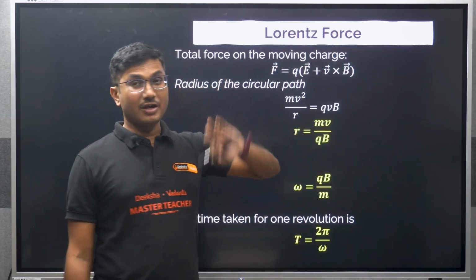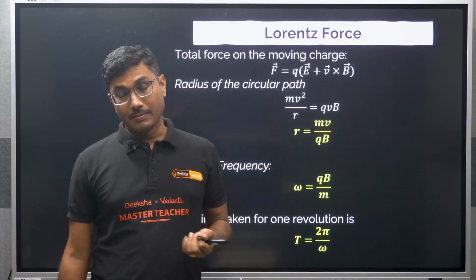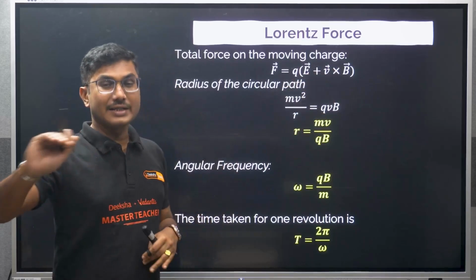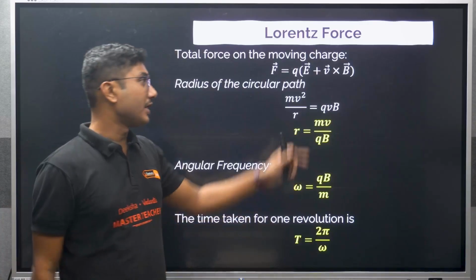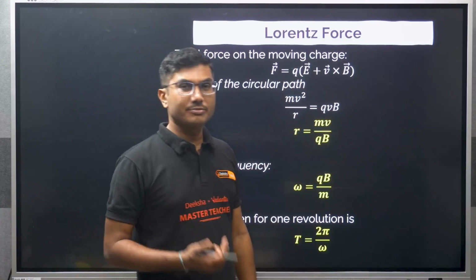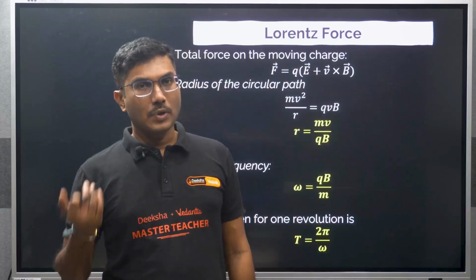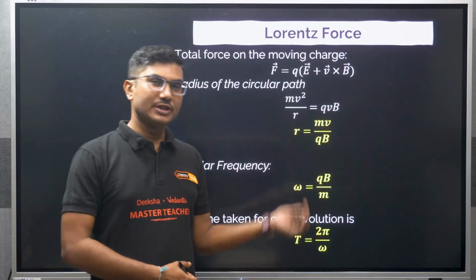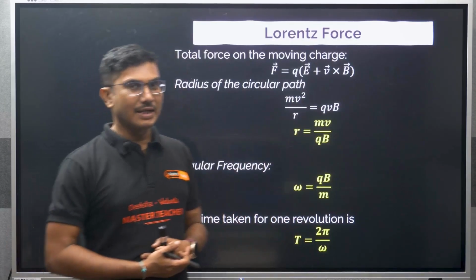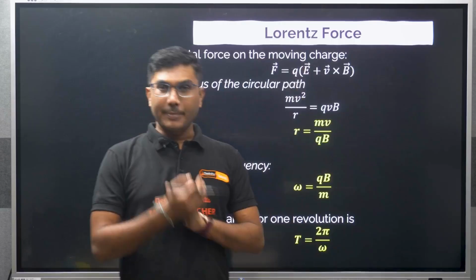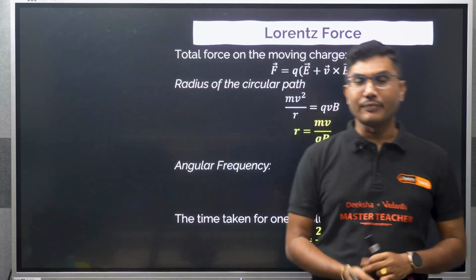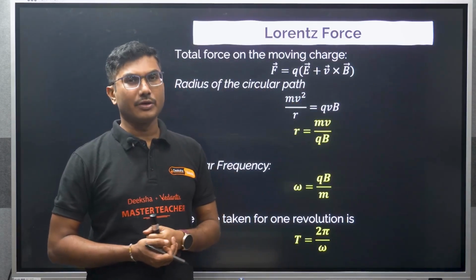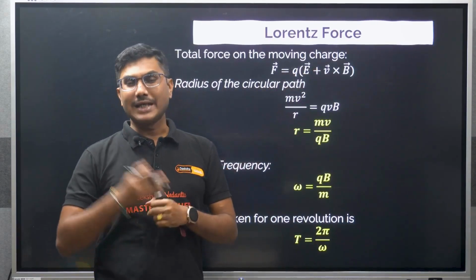Also, the velocity and magnetic field cannot be parallel. That means if velocity and magnetic field are in the same direction or in the opposite direction, v cross B will be 0, because v cross B means vB sin theta, right? Now if they are in the opposite direction or in the same direction, theta becomes 0 or 180 degrees. So in that case sin theta becomes 0. But if they are perpendicular, the most common case that we consider, then sin theta becomes 1.